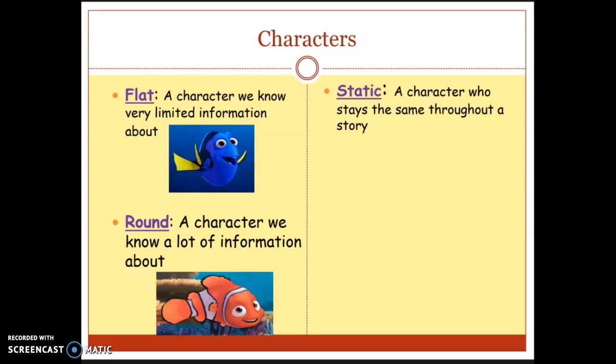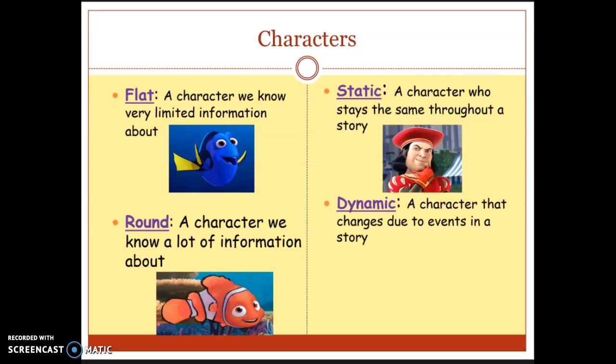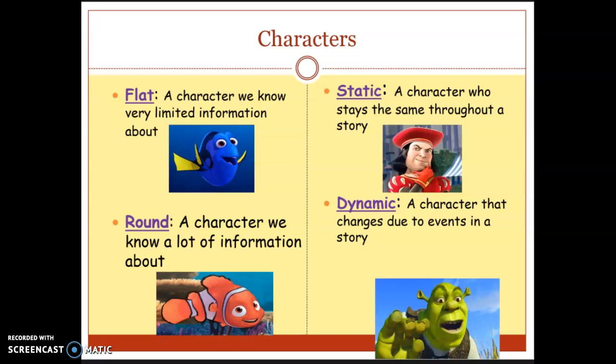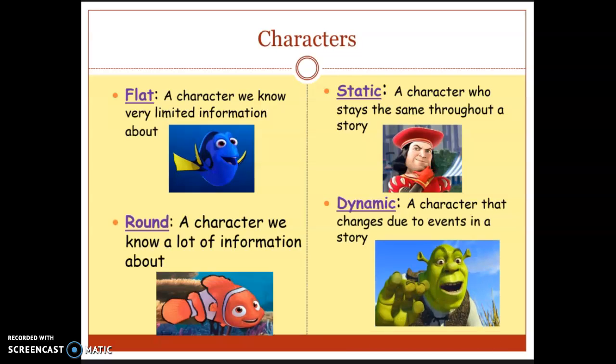The other side is static, a character that stays the same in a story. In this case, I'm going to go to Shrek, and I'm saying Lord Farquaad. Lord Farquaad is just a selfish, mean man. He stays that way the whole way through. Dynamic is a character that changes throughout the story. Well, Shrek changes. Let's get real. He starts off being a loner. He ends up with Fiona and Donkey and everybody else.